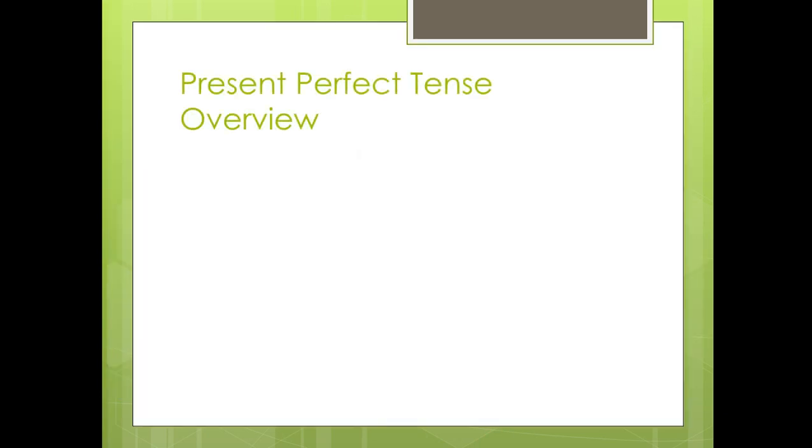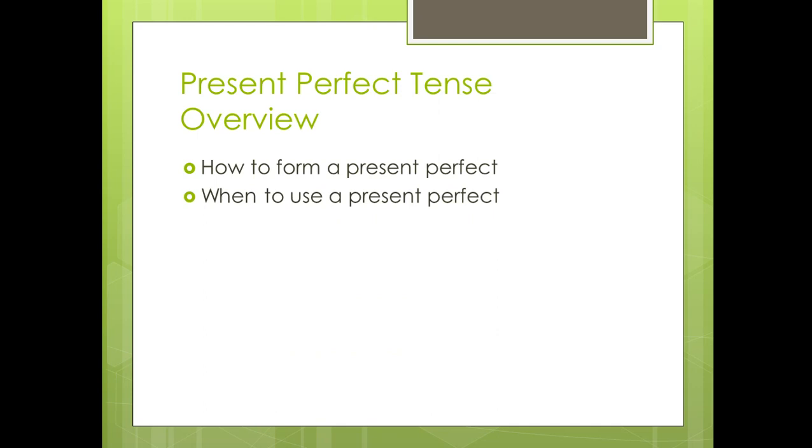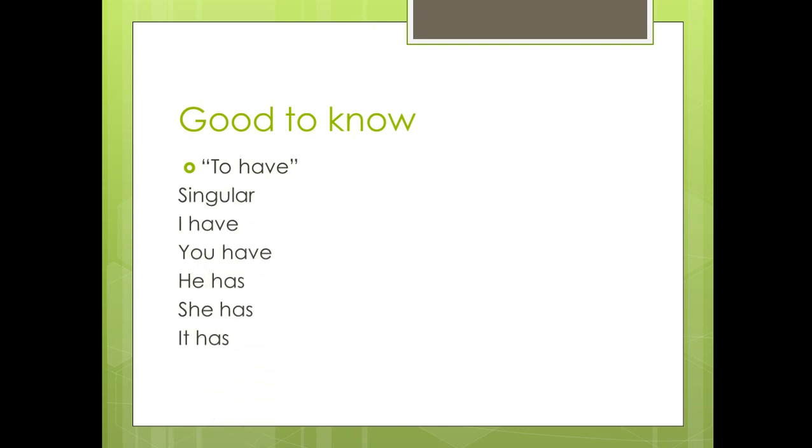The overview of present perfect tense. What we need to know is how to form a present perfect and when to use a present perfect. It is important for us to know about "to have". When we use "to have" with singular form: I have, you have, he has, she has, it has. And when we use it with plural form: we have, you have, they have.